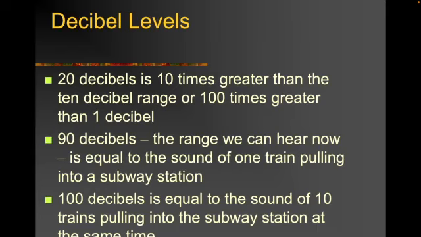So 90 decibels, for example, is the range that you can hear now. It is equal to the sound of a train pulling into a subway station. But 100 decibels would be equal to the sound of 10 trains pulling into the subway station at the same time.